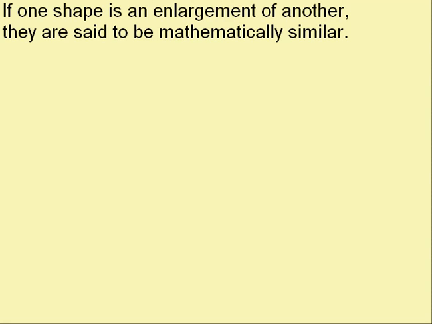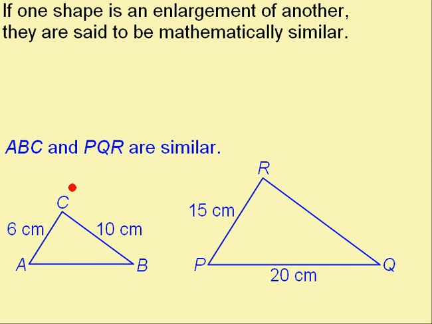If one shape's an enlargement of another, then they're said to be mathematically similar. For example, these two triangles here are similar. What that means is that this angle will be the same as this angle here, will be the same as this one, and this angle here will be the same as this one. This triangle is an enlargement of this one here.